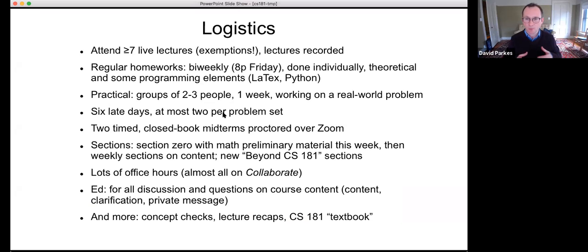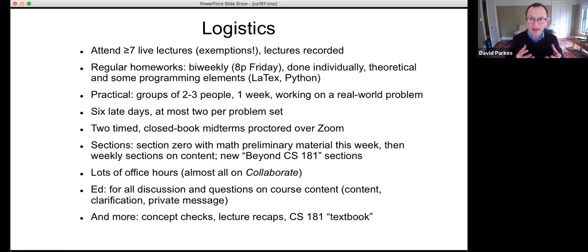Logistics: we would like all of you in particular to make an effort to attend 7 of our live lectures. We will give out exemptions. There'll be a form for you to explain why you're not able to do that. There will be 6 regular bi-weekly homeworks. They'll be due at 8 o'clock on Fridays. These are done individually. They have a theory component and a programming component.